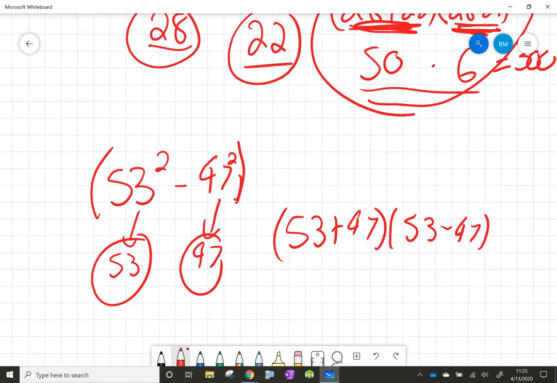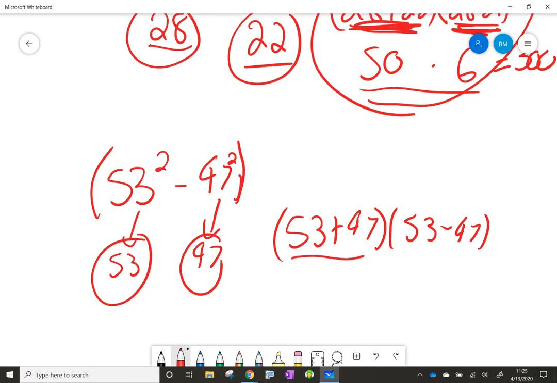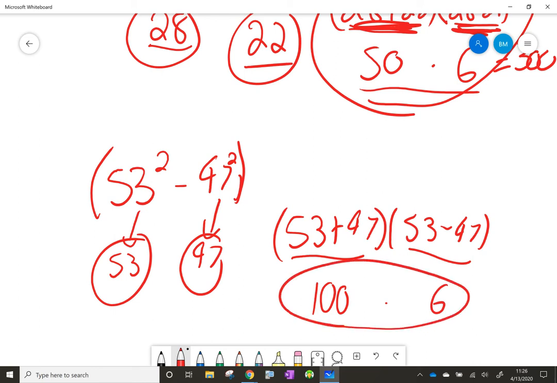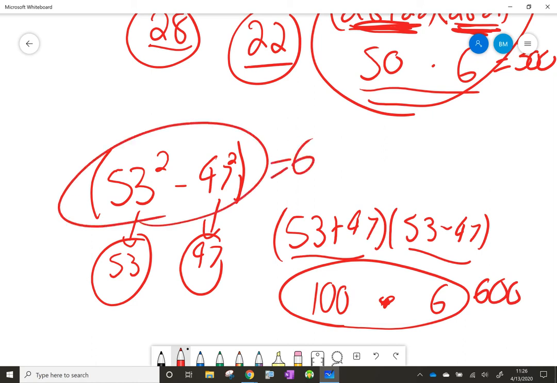So now you try to do this in your head, right? 53 plus 47 is 100, and 53 minus 47 is 6. So now I know I multiply these together. 100 times 6 means the answer is 600. So this whole thing equals 600.